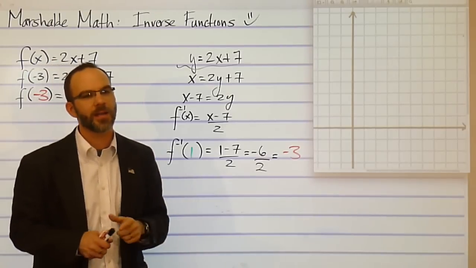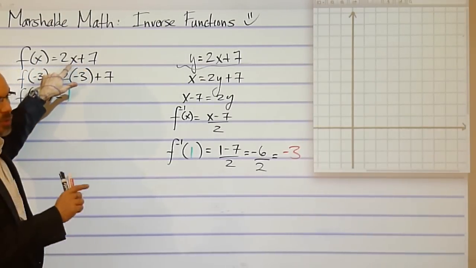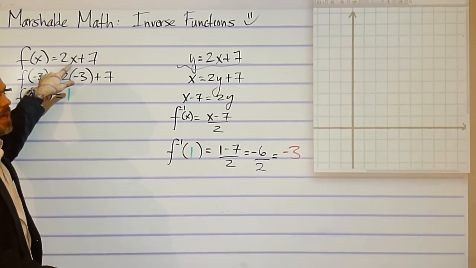And if you think about it, this really kind of makes sense, because look, what we're doing here is this. What do I do with my input? Well, I multiply it by 2, and then I add 7 to it.